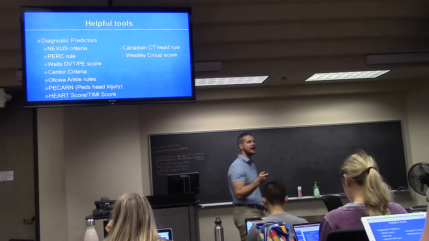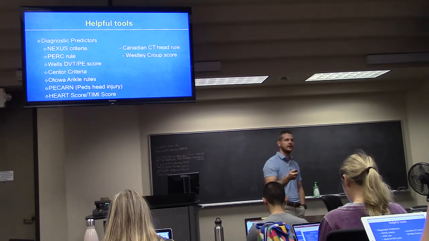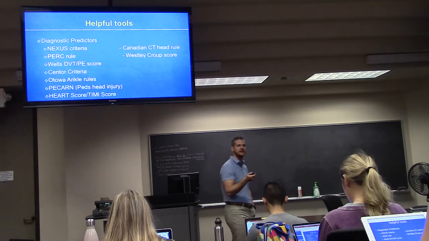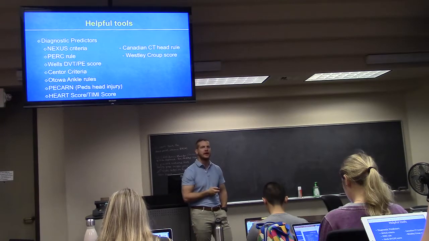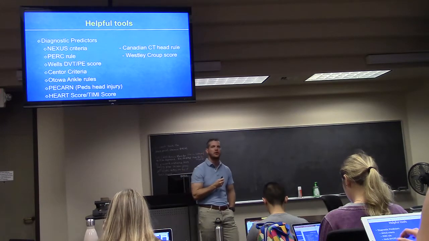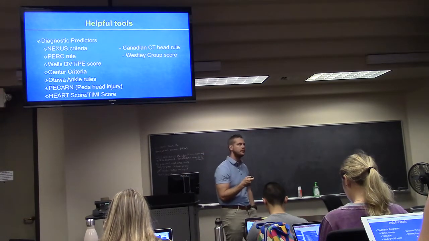We don't need to run a D-dimer if their PERC rule's negative, right? Because there's less than a 1% chance that they have a PE. PERC rule's an easy thing to document and say, hey, we're done. PE is no longer on the differential.